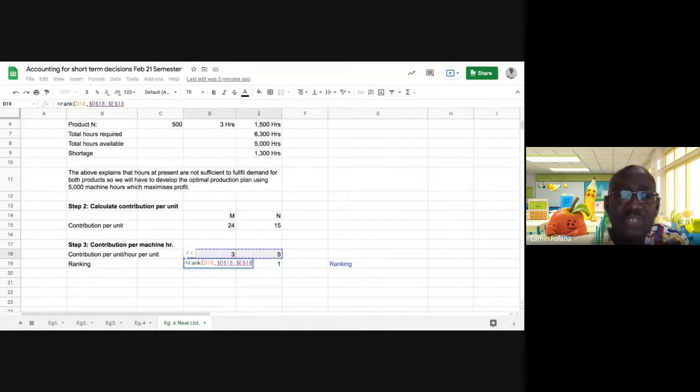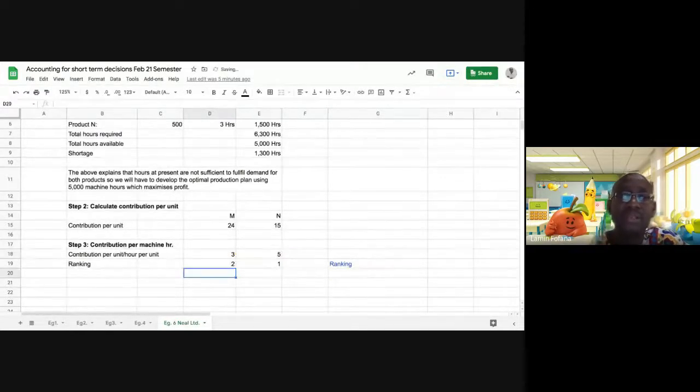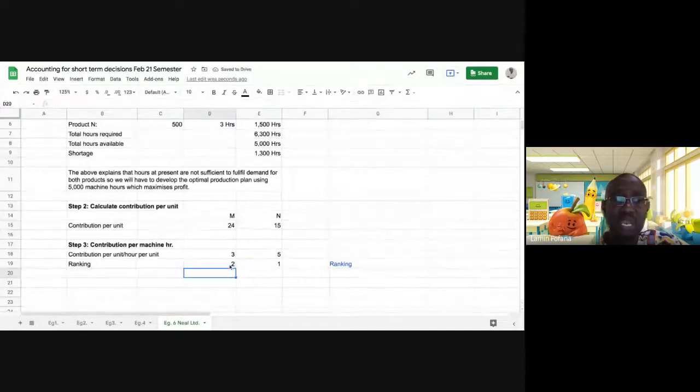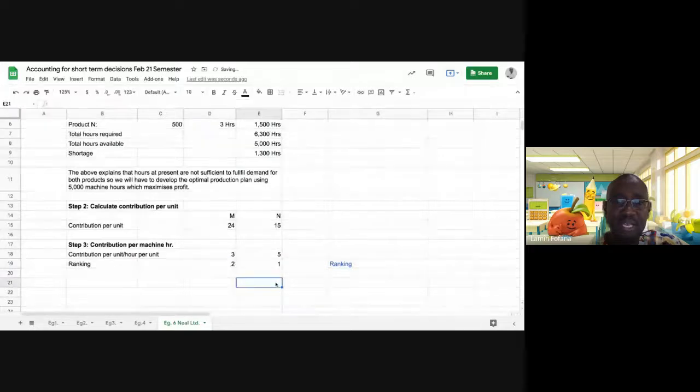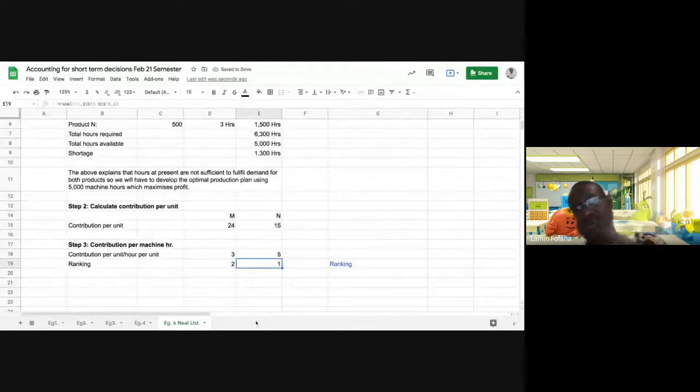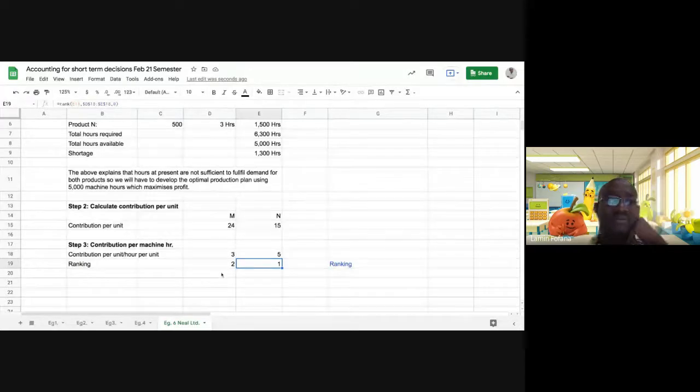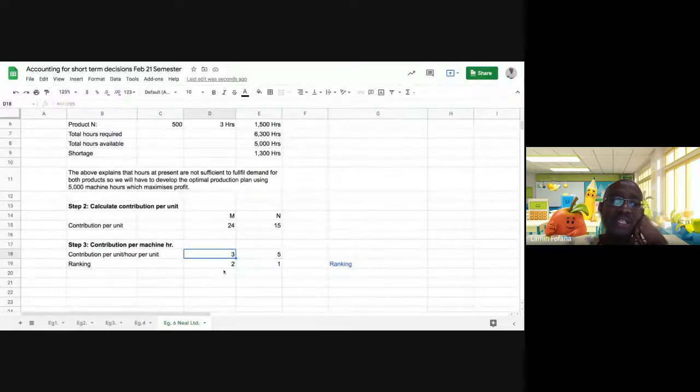So next we do a comma. Now we want to rank in ascending order, so we just do 0 and then we close our bracket and enter. Once we enter, we have 3 as second, and then we can replicate it down here. So we have ranked based on descending order, meaning 5 is 1, and the 3, which is lower than 5, is second.